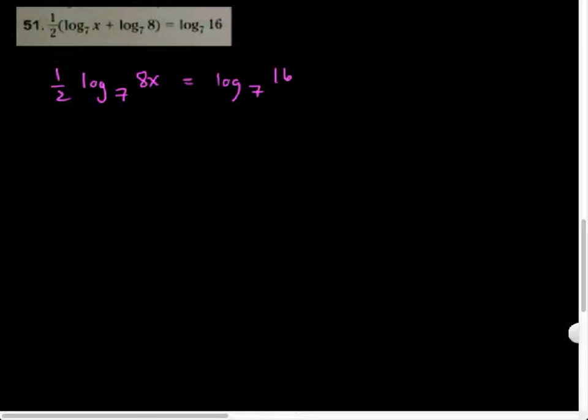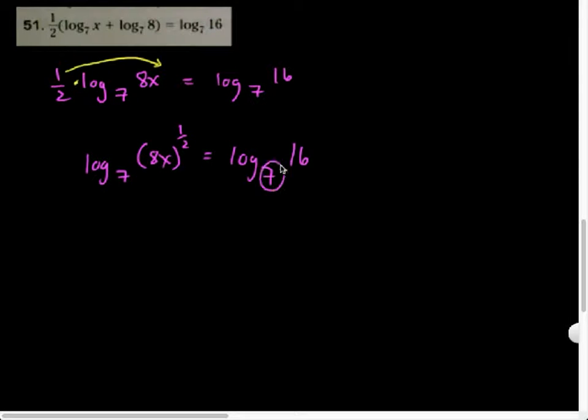And then you might remember, wasn't there some power property where I could change an exponent into a number out front or vice versa? So this is the same as log base 7 of 8x all to the 1/2. And now I've got two logs equal to each other. Their bases are the same, therefore their arguments will be equal. So 8x to the 1/2 power, which is the same as the square root of 8x if you wanted to write it that way, must equal 16.